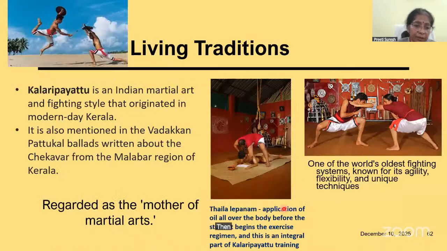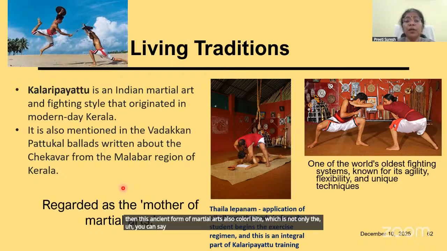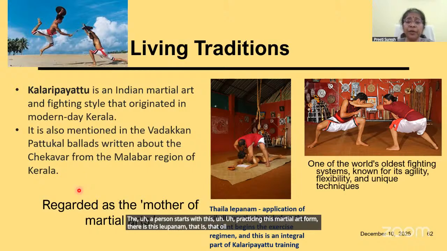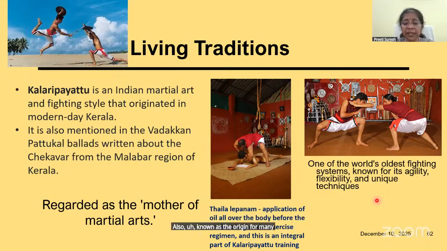Then this ancient form of martial arts, Kalaripayattu, is not only a martial art form, but it also has many steps associated with it. For example, before a person starts practicing this martial art form, there is the Taila Lepanam, that is, oil is applied on the body before the training starts. So that is also known as the origin for many other ancient traditions, many other martial art forms.